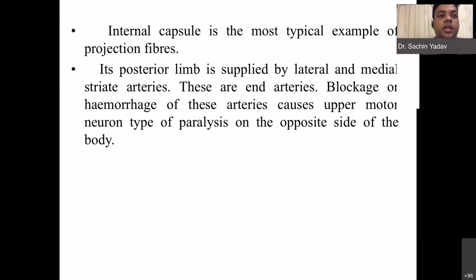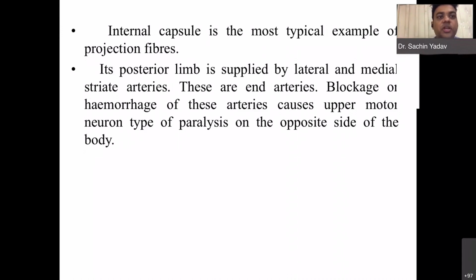So here the internal capsule is the most typical example of the projection fibers. Okay. So the internal capsule can be asked for SAQ: draw the diagram of the internal capsule, or enumerate the parts, or enumerate the fibers running through that. So you have to just practice those diagrams, then you will understand which fibers are passing through which part of the internal capsule. Got it?